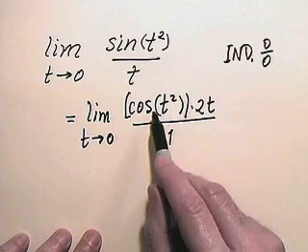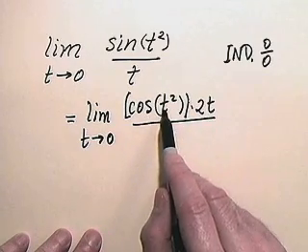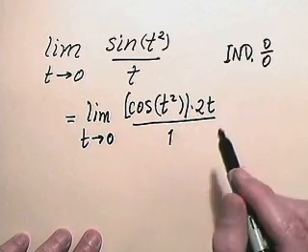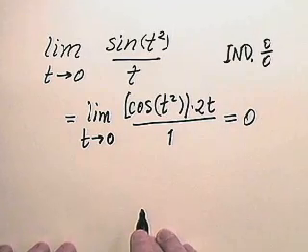And so now we just plug in t equals 0 to get the limiting value, and obviously we get cosine 0 times 0, which is 0. And so there's our limit.